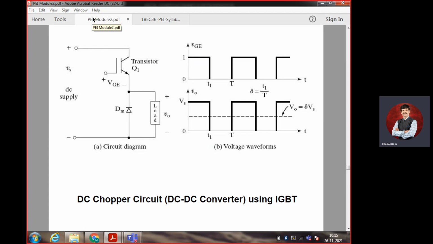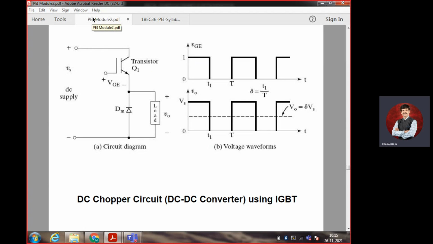Which device acts like a switch? Generally we say a diode is a switch. But for the stepping down operation, we cannot go for the diode; we have to go for a transistor. A transistor can be used over there. So I will be using this transistor as a switch in our chopper operation.